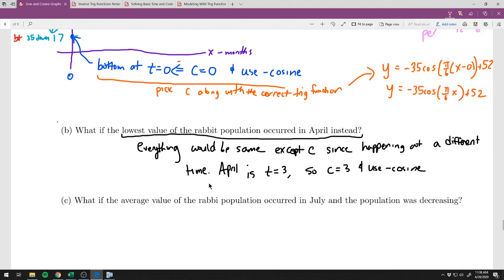So I'm going to take exactly the same equation that we had here. Negative 35 cosine pi over 6 times t, but instead of 0, we've got 3 now for C, plus 52. Okay, taking the same exact formula here, but changing C to 3. That's all you have to do. Although, do realize that it is still saying, what if the low population?